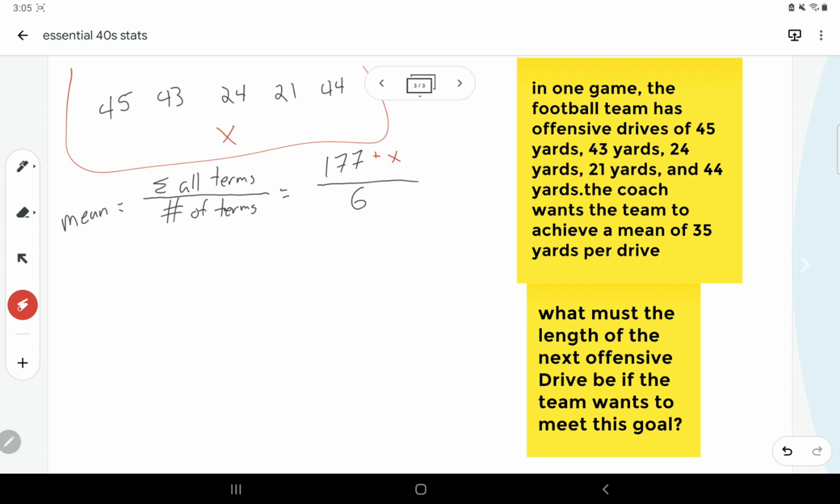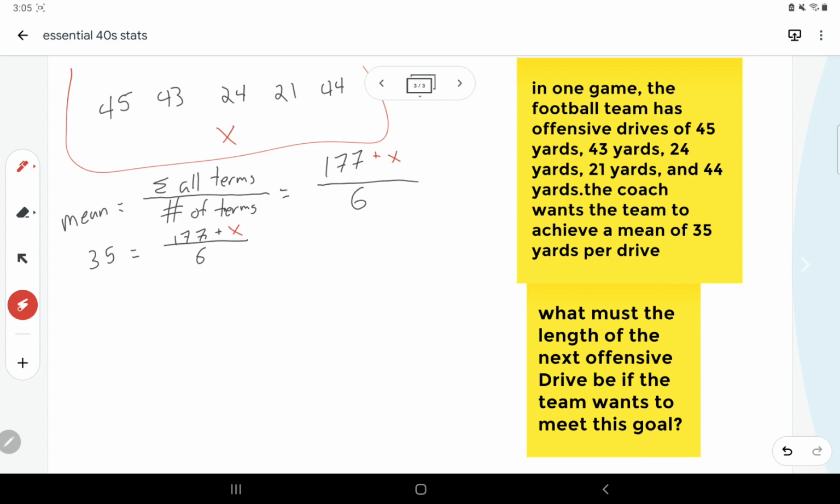So our mean should be 177 plus x divided by 6 will equal our desired mean of 35. We can write that again, write it below just to make it a little bit easier for us here. So 35 yards will equal 177 plus x over 6. So if we want to find that x, so I had this in red, I'm going to keep it in red here just for my sake. So if we want to find that x, we have to do some algebra. We have to get x on its own here.